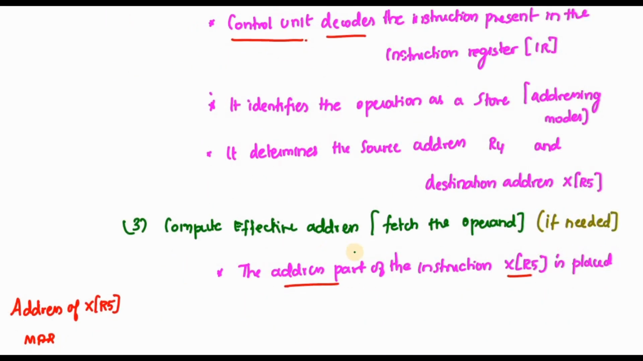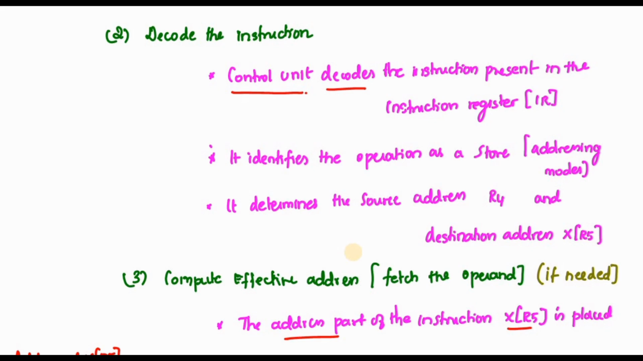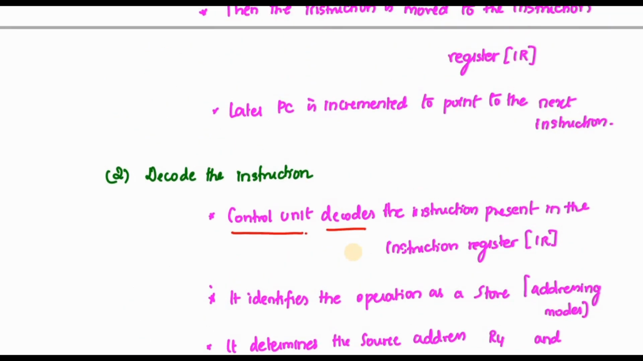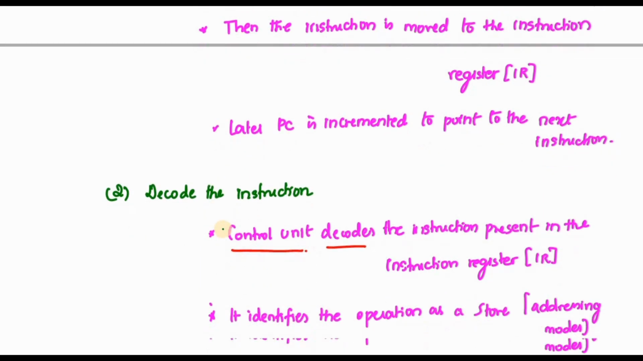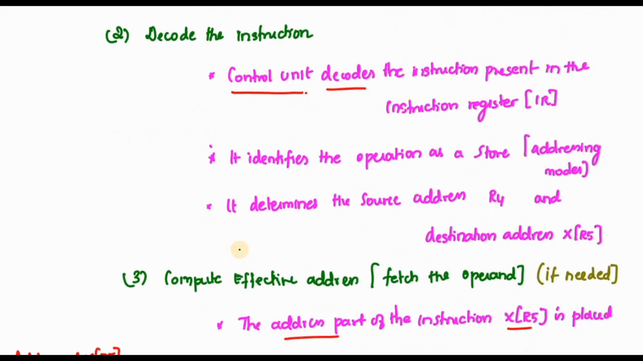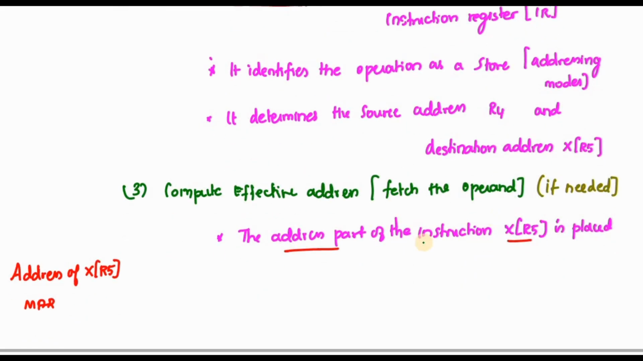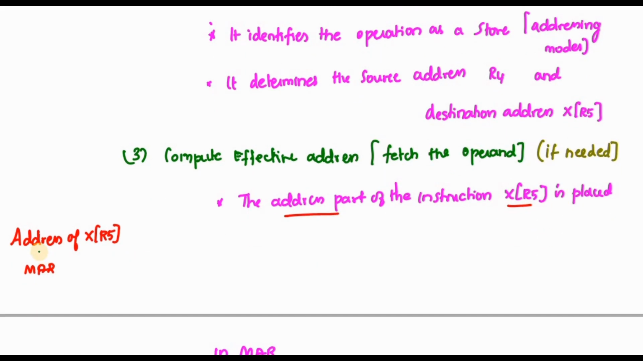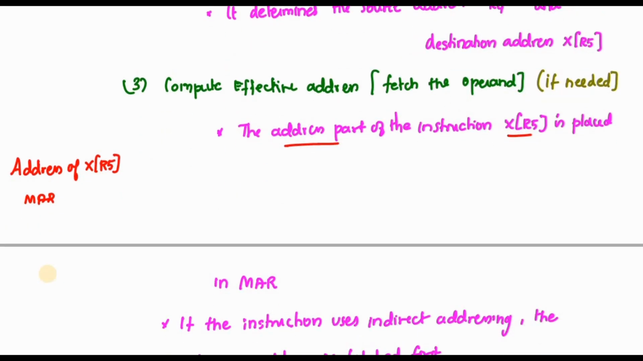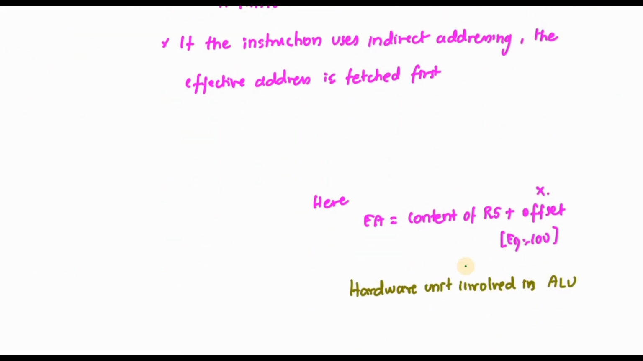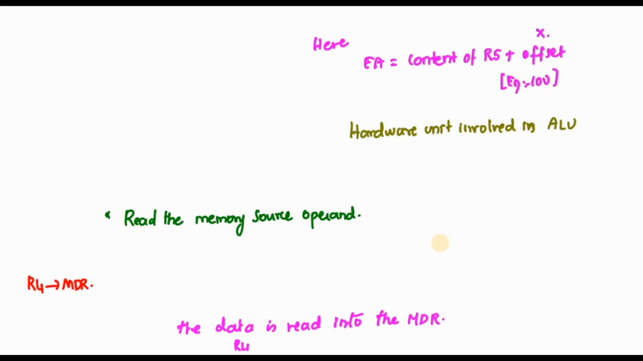The third one is to compute the effective address. The instruction in the instruction register is decoded by the control unit. Computing the effective address is an optional step, which fetches the address part of the instruction, that is here X(R5), which is nothing but the indexed address, right? It will fetch the address of X(R5) and move it to the MAR. For example, R5 plus this offset value, so this is the address.